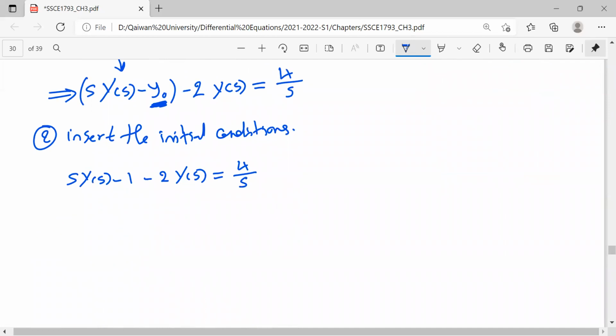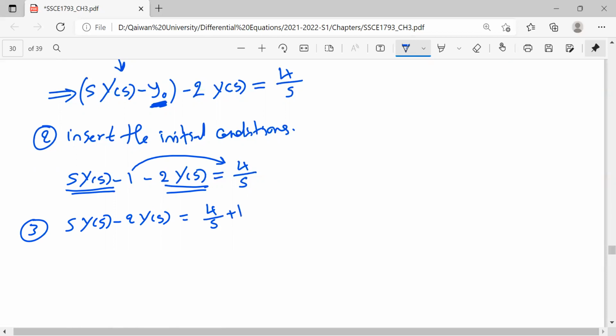Now, in step 3, we rearrange the equation. We write down a function for Y of s. That means we leave Y of s alone in the left hand side. Here it's 2 Y of s, it's s Y of s. So we move that negative 1 to the right hand side, because in that term we have no Y of s, and you get s Y of s minus 2 Y of s equals 4 over s plus 1. We move negative 1 to the right hand side, it becomes positive 1.